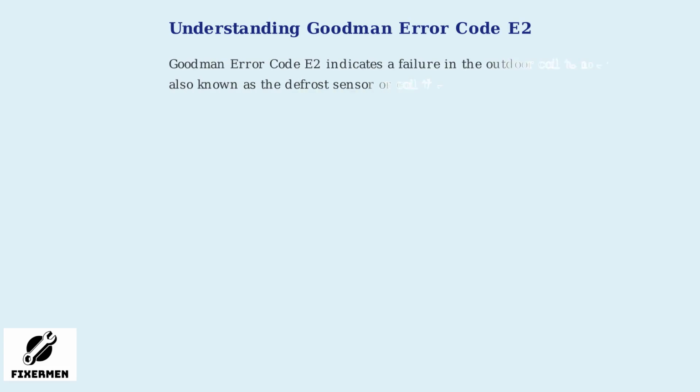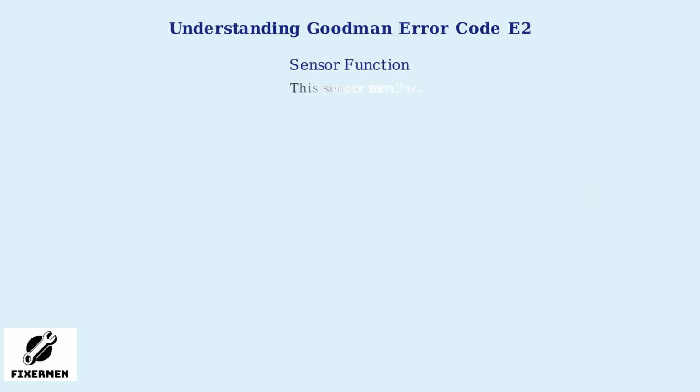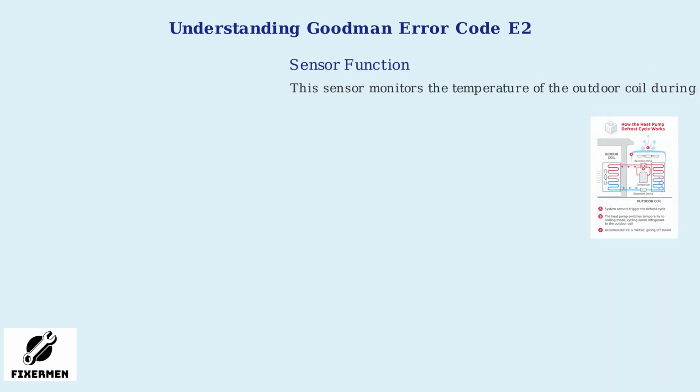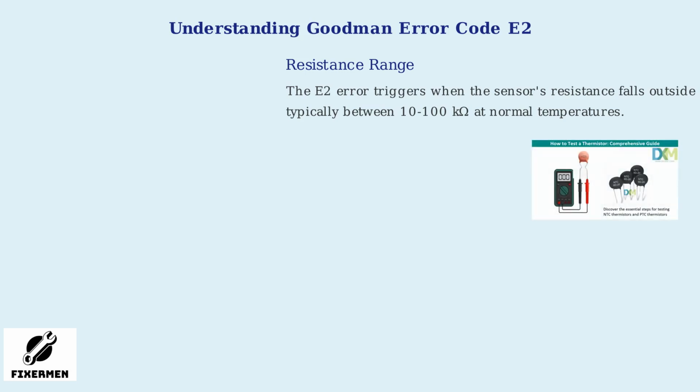Goodman Error Code E2 indicates a failure in the outdoor coil temperature sensor, also known as the defrost sensor or coil thermistor. This sensor monitors the temperature of the outdoor coil during cooling and defrost cycles.